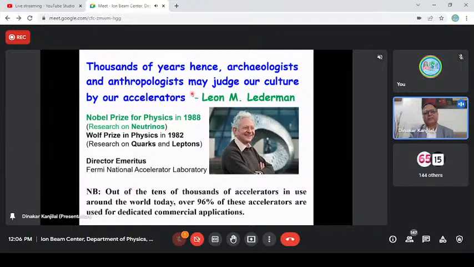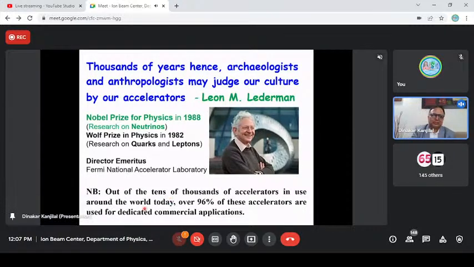It means any country which is bright, developing and has a big pool of human resources, scientists and engineers, has an accelerator program. They may not have a space program, they may not have a nuclear program, but they have an accelerator program, because it encompasses all fields. And out of around 35,000 to 36,000 accelerators around, 96% are being used in industry for commercial applications for the benefit of mankind.